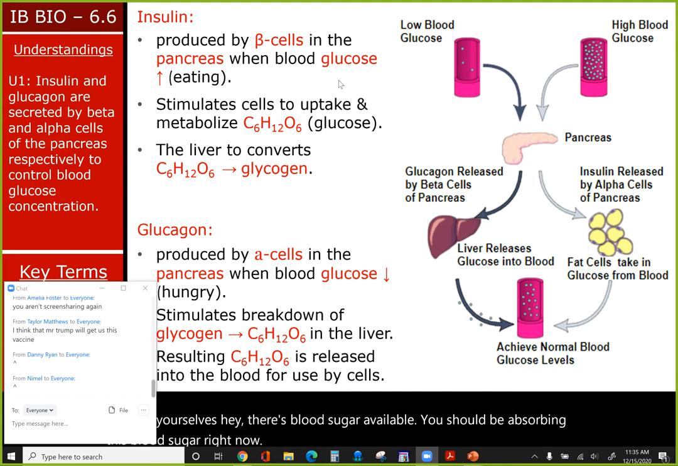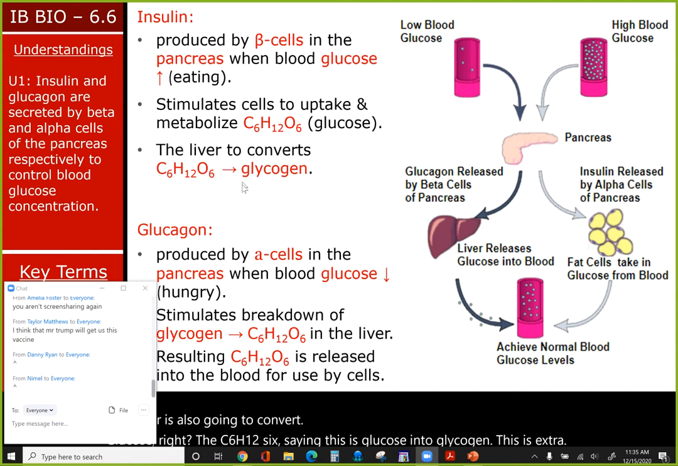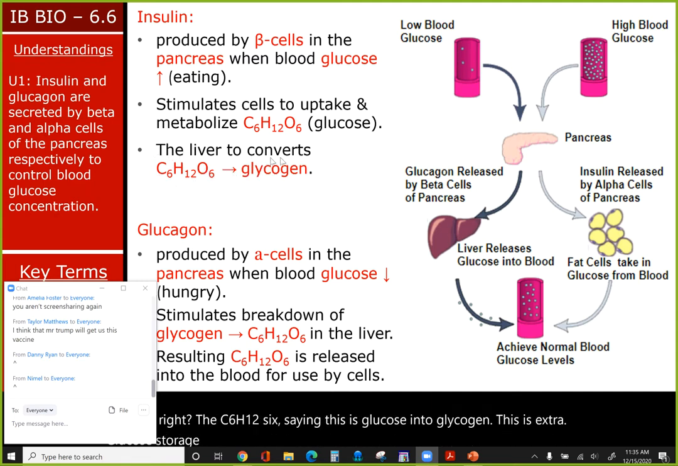While that's happening, your liver is also going to convert glucose, right? The C6H12O6 thing, this is glucose, into glycogen. This is extra glucose storage. And glycogen is an energy storage molecule.